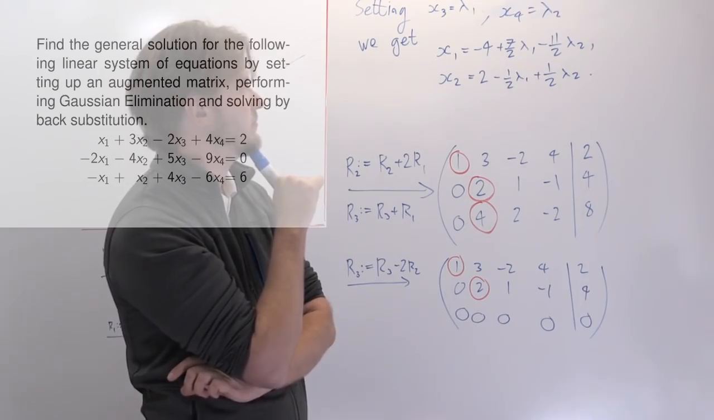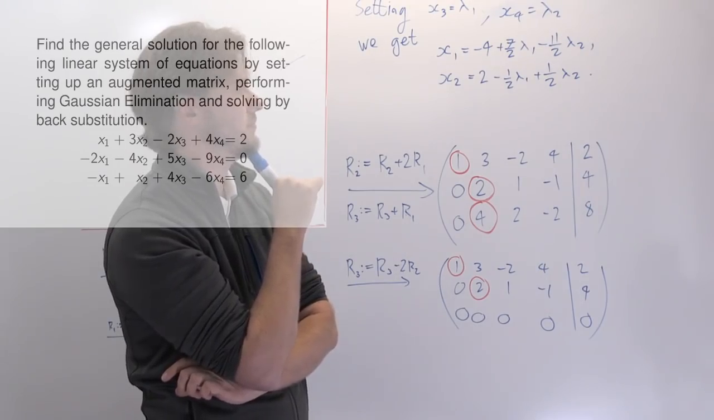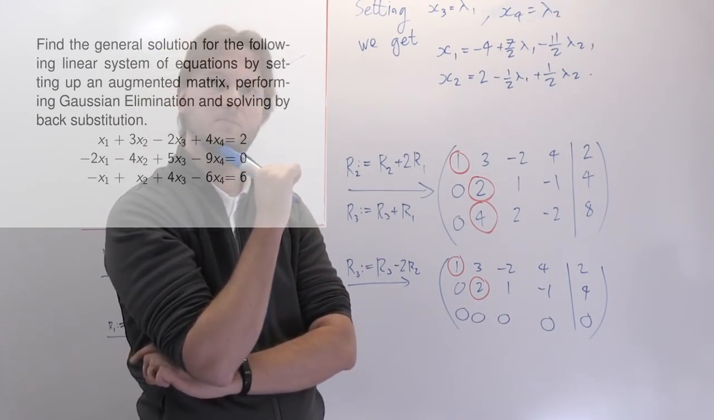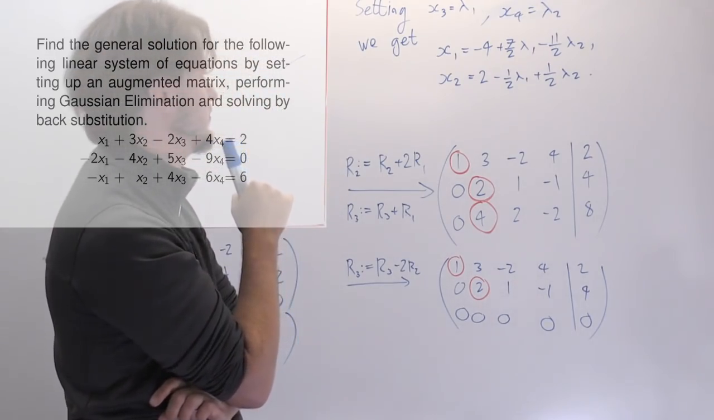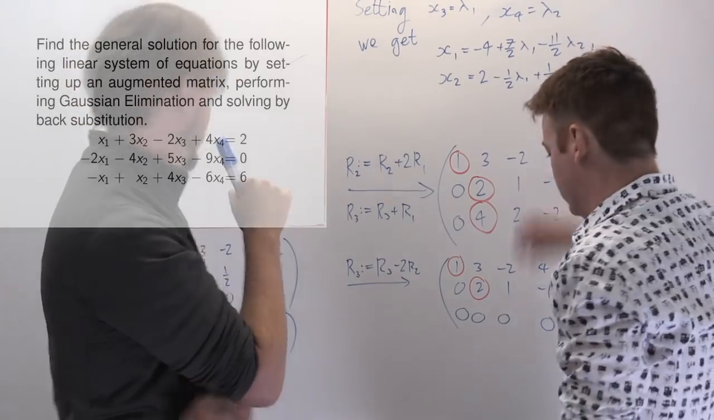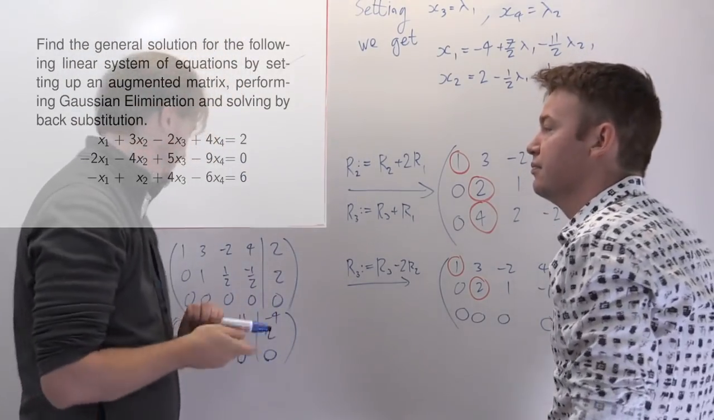Cool. Did you mention how you chose, or why you chose x3 and x4 to be lambda, to be kind of free? Yeah. Well. Parameters?